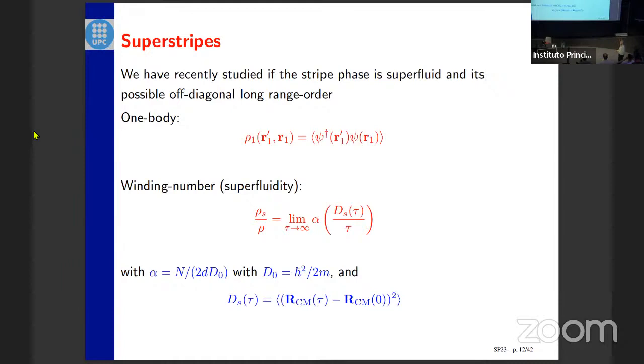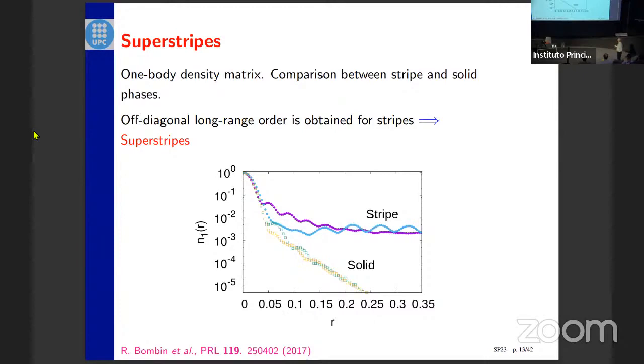But also we can calculate the superfluidity, and that's nice. Technically, it's just a strange thing, so we need to calculate the diffusion of the center of mass of the particles in our box. This is the extension to zero temperature of the winding number estimator used for a long time in the path integral Monte Carlo calculation. So the question is that we can access both things and try to see if we see coherence. Here, for instance, I show what happens in the case of the one-body density matrix, okay, for the stripe and for the crystal.